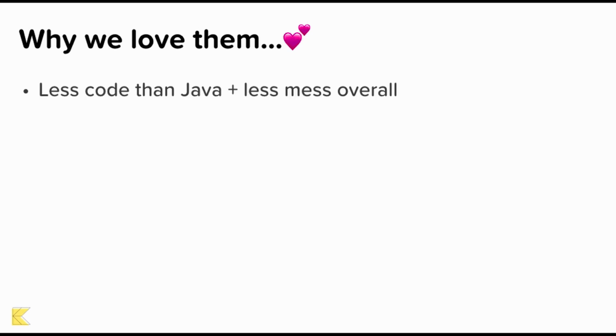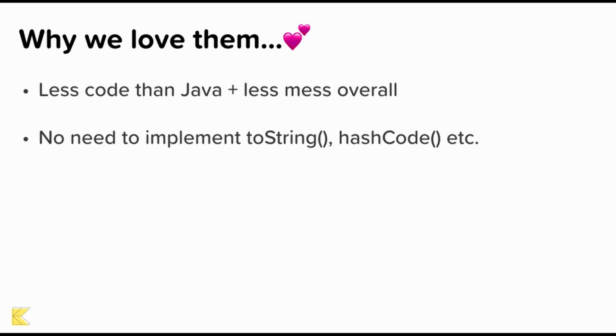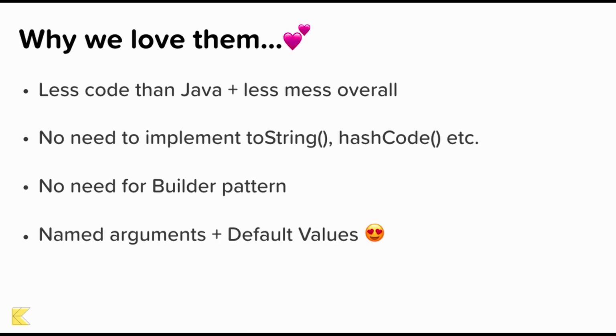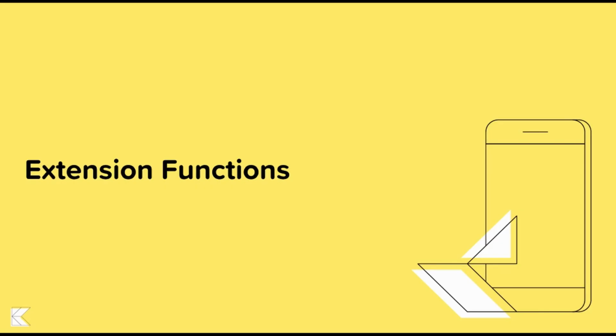So why do we love data classes? Well, it's a lot less code than Java, and it's generally less mess overall than what you would have if you have to do something with Java. And there's no need for us to implement any of those toString, hash code, that kind of thing. And no need for the builder pattern anymore. So if you're used to Java creating a builder pattern, setting certain variable values, you can now just do that with default arguments, and only setting certain ones that you want, and named parameters. Sorry, named arguments and default values. That's what I meant. Cool.